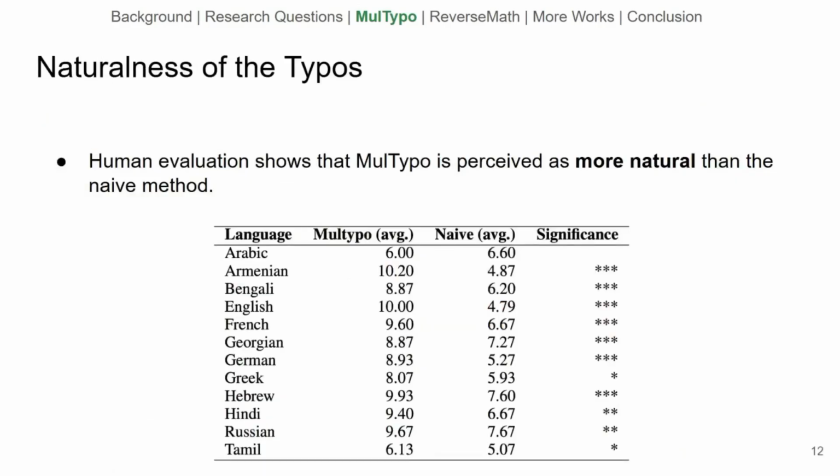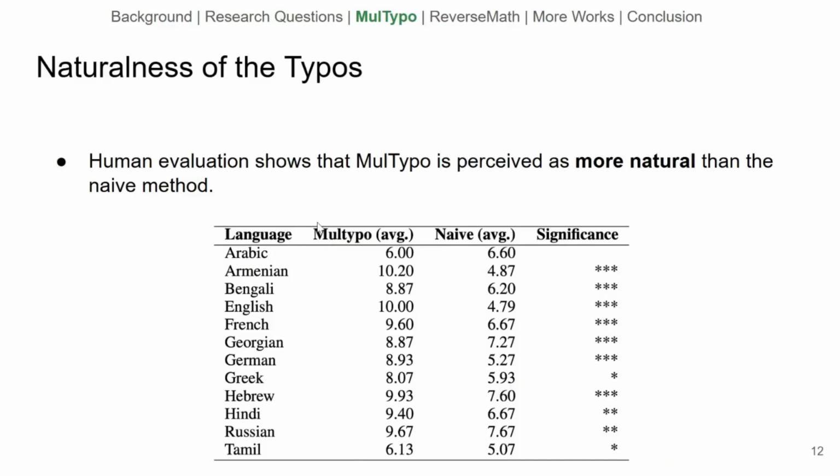As I mentioned previously, we aim to provide more human-like typos. So we conducted a human evaluation to test whether we are really more natural than the naive algorithm. First, we sampled 13 data points from a dataset and applied our multilingual algorithm and a naive algorithm. We shuffled all 16 data and showed them to the user, asking them to decide whether the data looks like a human introduced the typo or a machine did. As you can see here, almost all the languages passed the human evaluation. They believe we are more natural and pass a significance test.